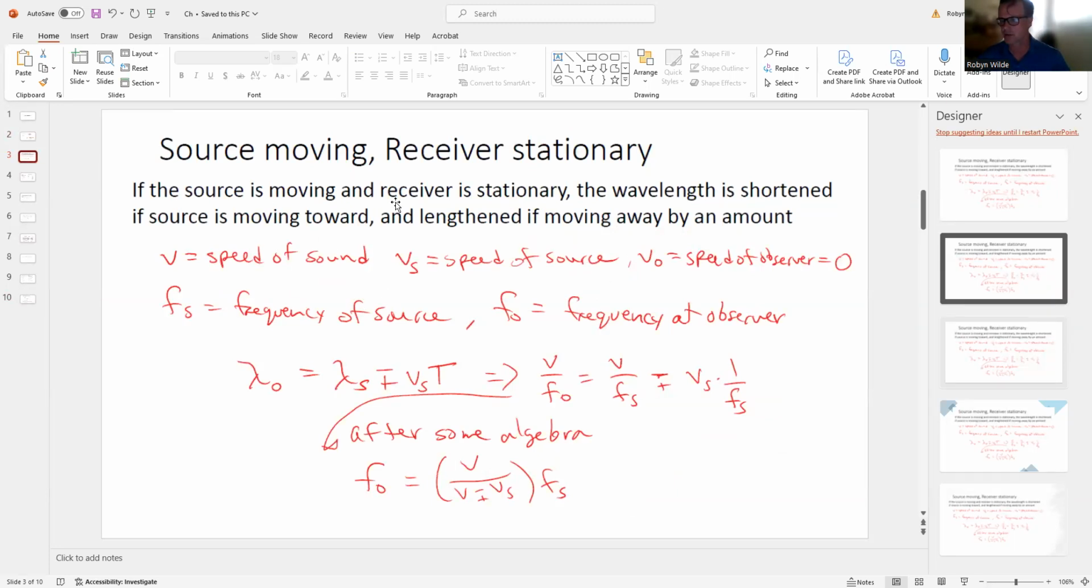So if the source is moving and the receiver or observer is stationary, the wavelength is shortened if the source is moving toward the observer, and lengthened if it's moving away. So the point is it's either shortened or lengthened if you're in front of or behind the car. We're going to say the frequency of the source is Fs, frequency of observer is Fo, and the speed of source is Vs. The V with no subscript is the speed of sound, and Vo is the speed of the observer, which in this particular situation is 0.